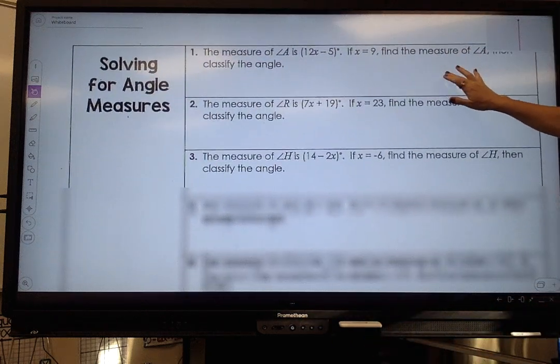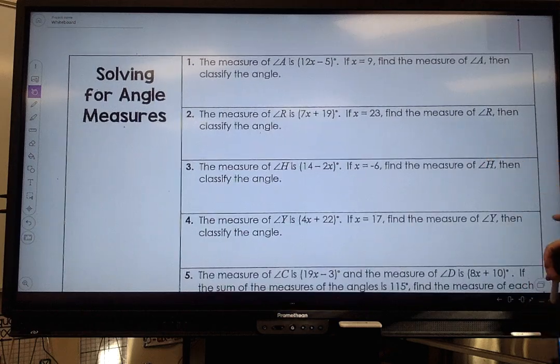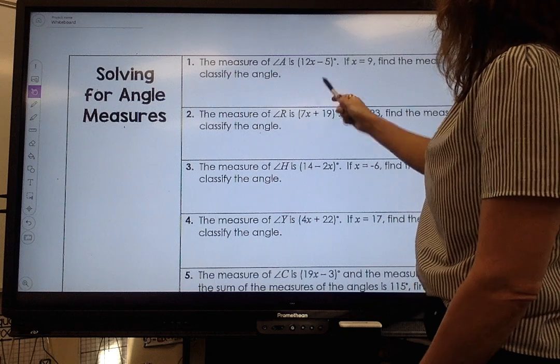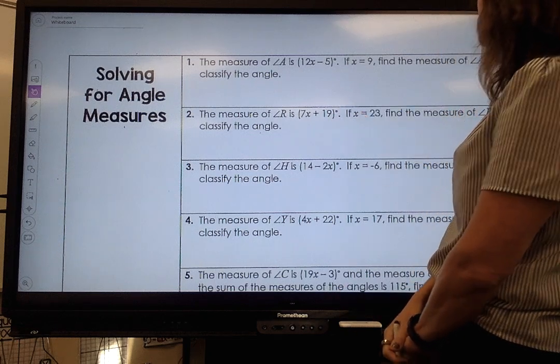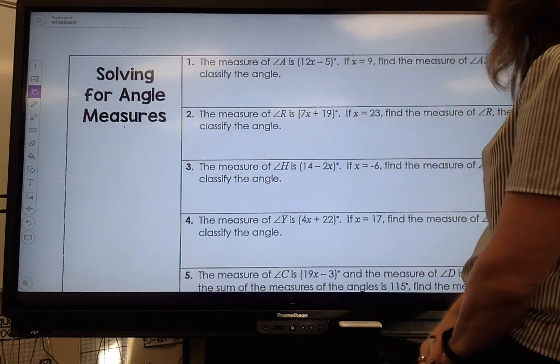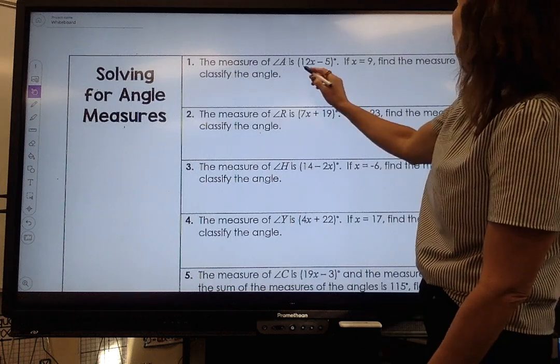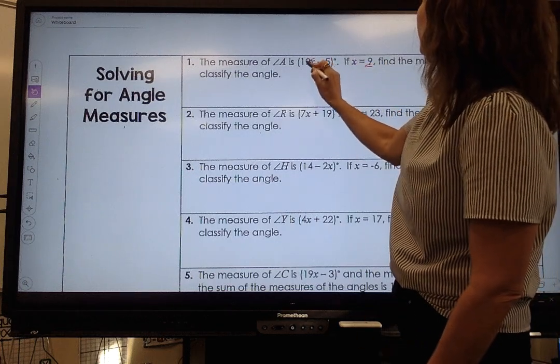Now, when you are solving for angle measurements, and we've got a little bit of algebra to do, it says the measure of angle A is 12x minus 5. If x equals 9, find the measure of angle A, then classify the angle. So if x is 9, I'm going to plug in 9.